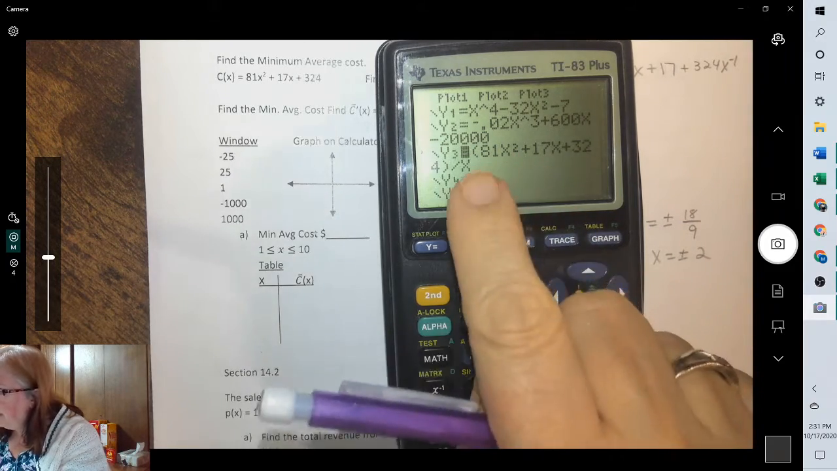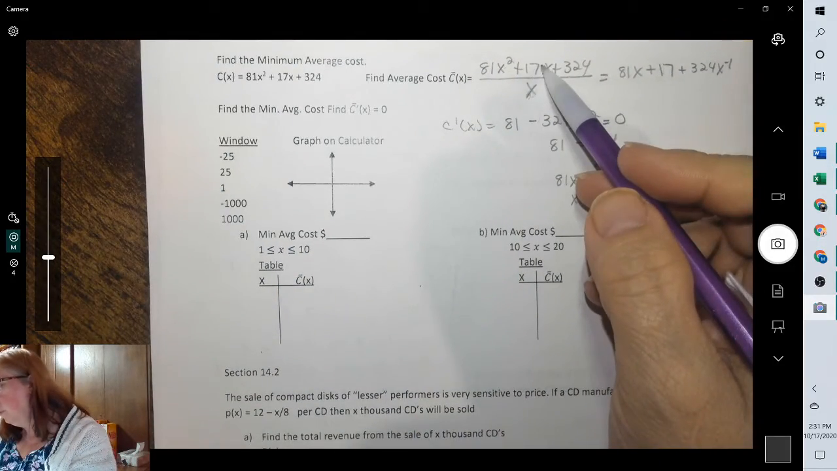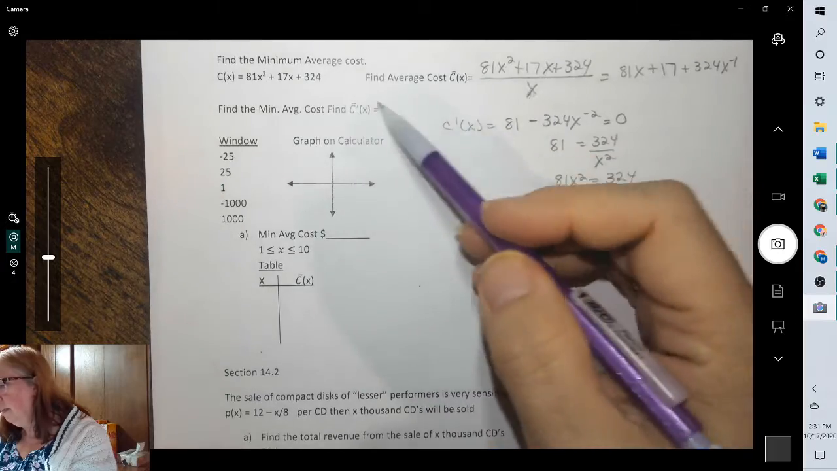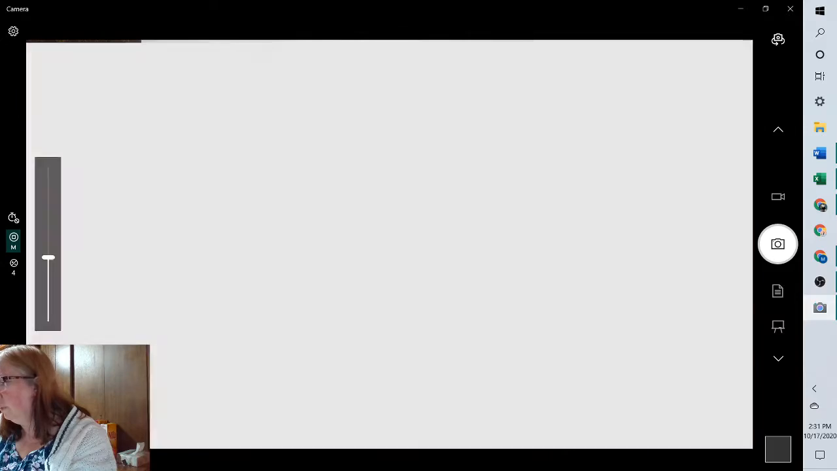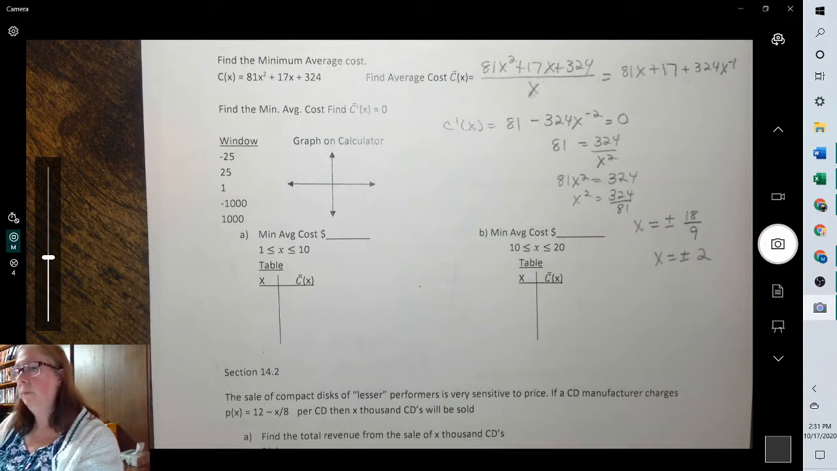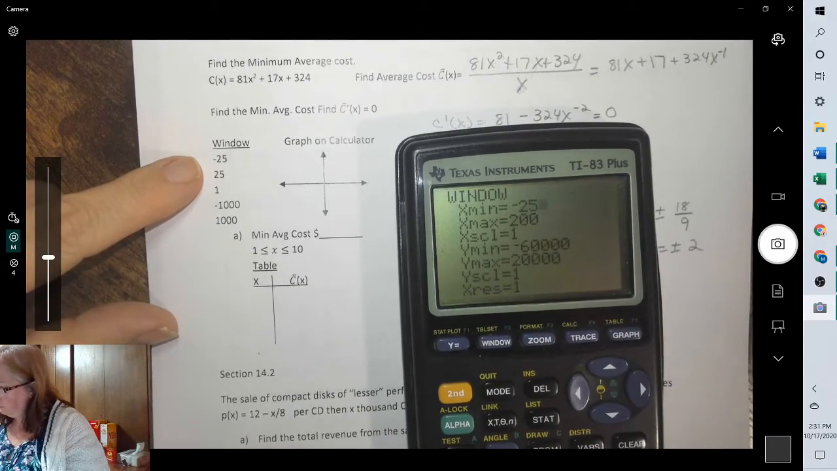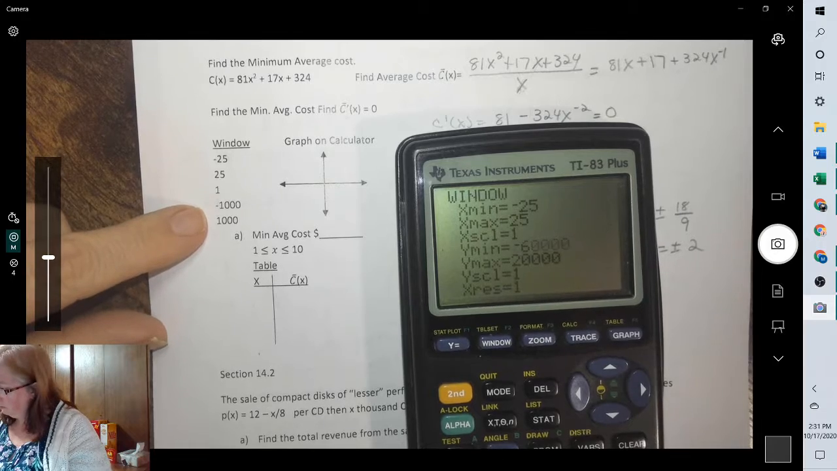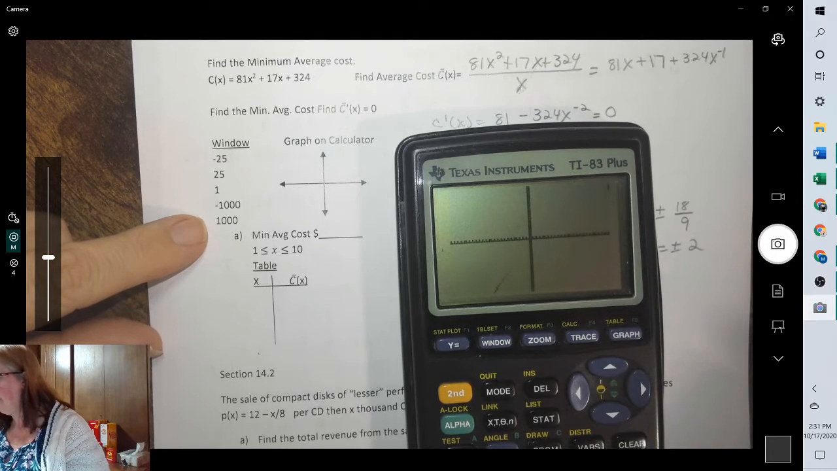So I put in the average because, remember, go to where your derivative is and use the one before, because we're interested in the average cost function, not the cost function. So this is the one we want to graph. You can either plug this in or this one, either one, the one before the derivative. And the window, -25, 25, -1,000, and 1,000. Graph.